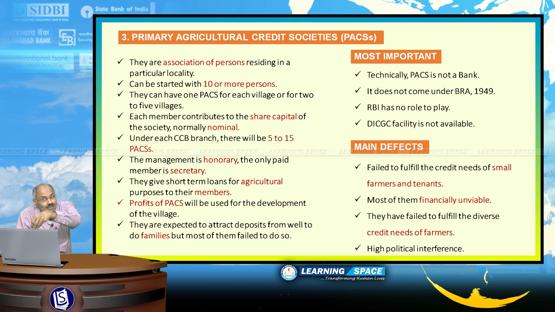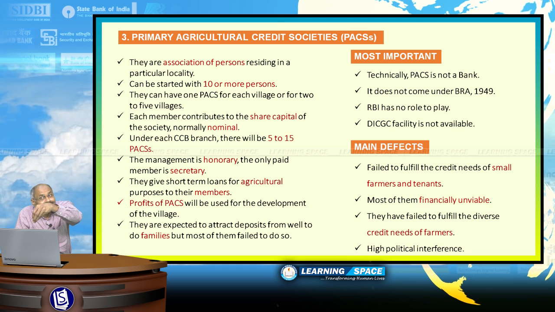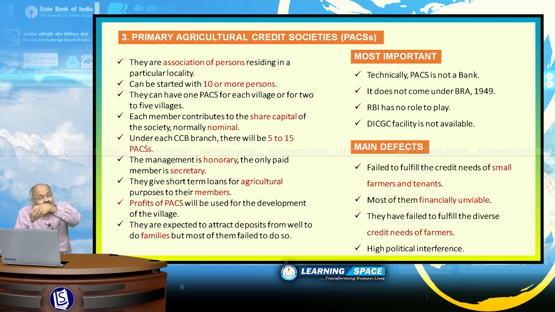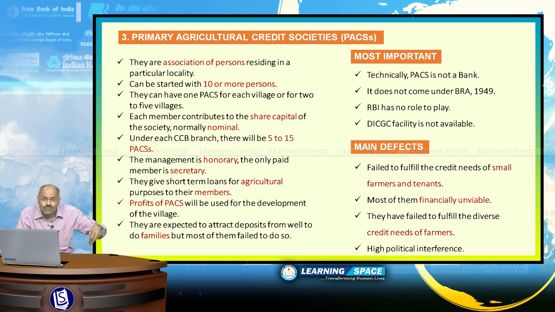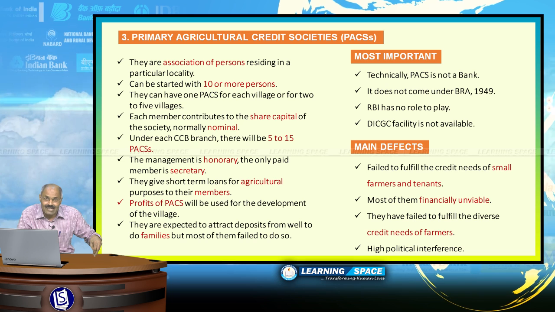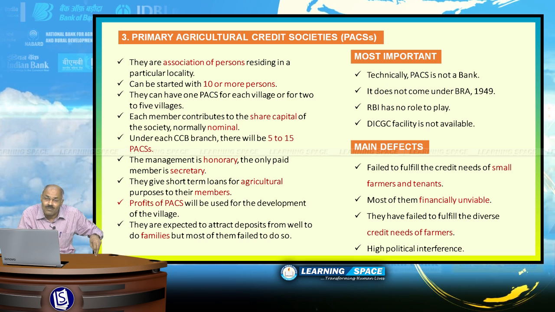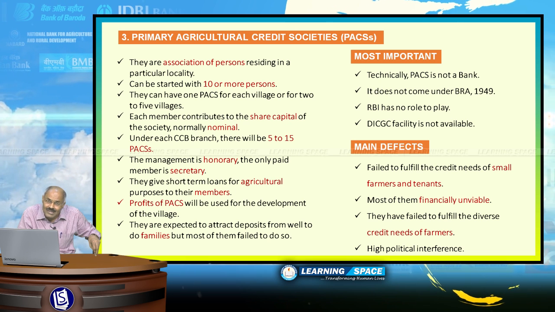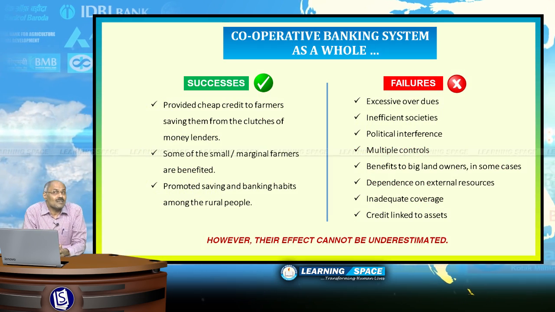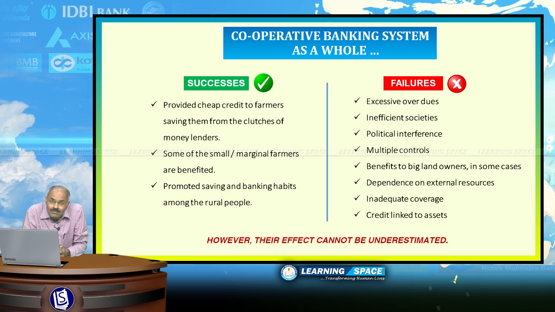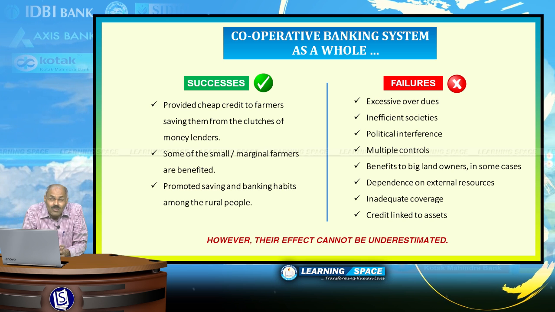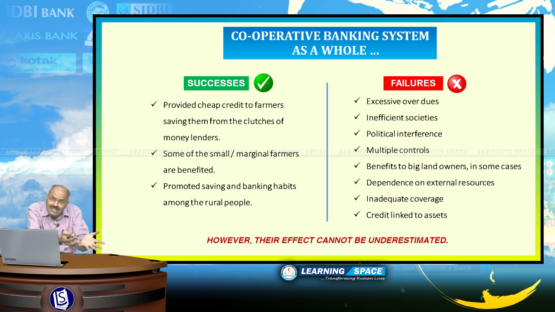What are the main defects? The main defects are that they fail to fulfill the credit needs of small farmers and tenants, and most of them are financially unviable, and they have failed to fulfill the diverse credit needs of farmers. But they are successful, no doubt, to some extent. In some states they are highly successful, but in some states, due to the poor administrative framework, they are failures. If you take the cooperative banking system as a whole, is it a successful experiment or a failed experiment? If you ask a straight question, it is successful up to some extent.